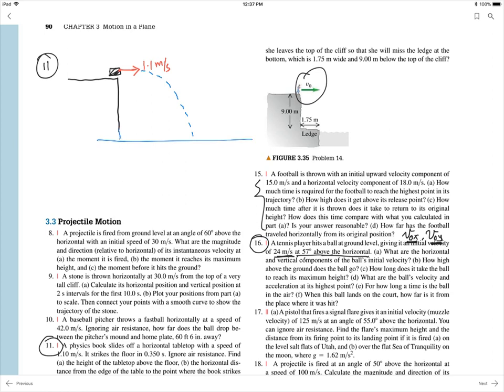We need to calculate the height of the table, so that means y minus y0. So y minus y0 equal to what? And also x minus x0 equal to what?